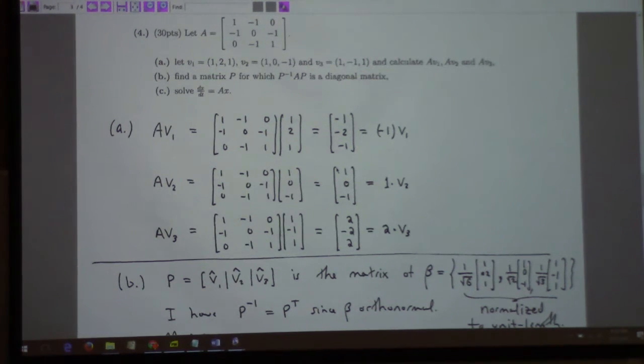Anyway, arithmetic aside, we get back the same vector as we started with, but with a minus, right? So this says that v1 is an eigenvector with eigenvalue -1. This says that v2 is an eigenvector with eigenvalue 1, right? Because multiplying by A gets you back where you started. And here I've got twice my original vector, right? So [1, -1, 1] is an eigenvector with eigenvalue 2 for A.